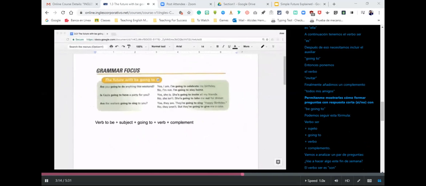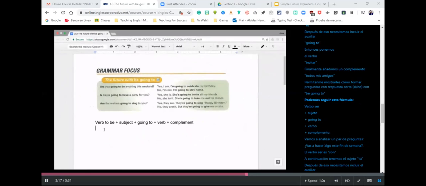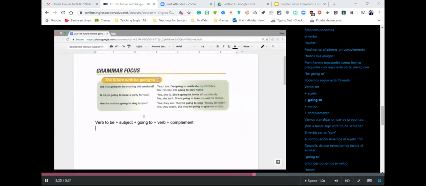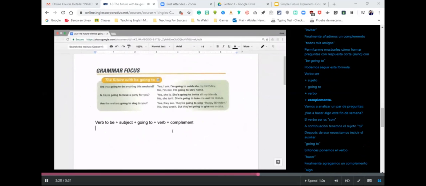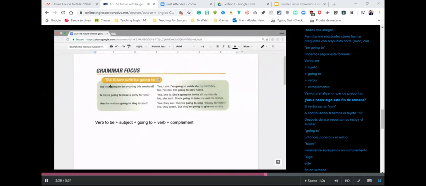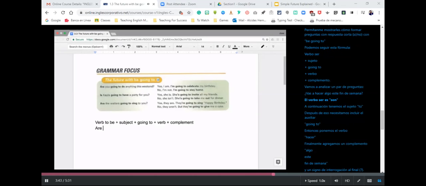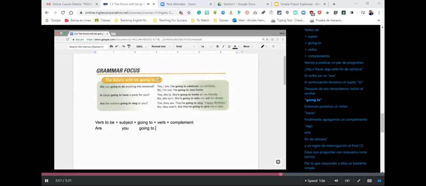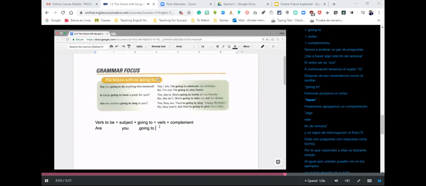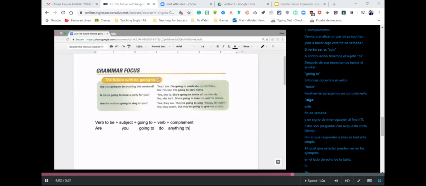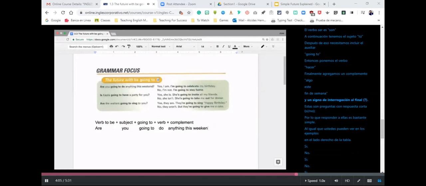Let me show you how to form yes or no questions with be going to. To do that, we're going to follow this formula: the verb to be plus the subject plus going to plus the verb plus complement. Let's analyze a couple of questions. Are you going to do anything this weekend? The verb to be is are. Next we have the subject, you. After that we need to include the auxiliary going to. Then we put the verb do. Finally we add a complement, anything this weekend. And we put a question mark at the end.